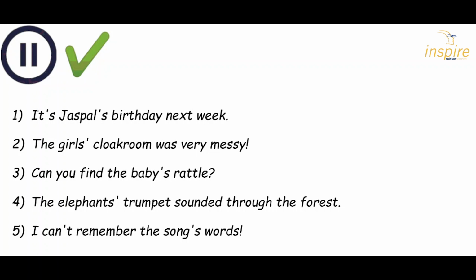Let's have a look at this first one. It's Jazzpal's birthday next week. Just to trick you, we have got an apostrophe in here. This is not possession. That's short for it is Jazzpal's birthday next week. One Jazzpal, one birthday. Singular. The girls' cloakroom was very messy. Here the apostrophe is after the S. The cloakroom belongs to lots of girls. It's plural. Can you find the baby's rattle? The rattle belongs to the baby. There's one baby, so that's singular.